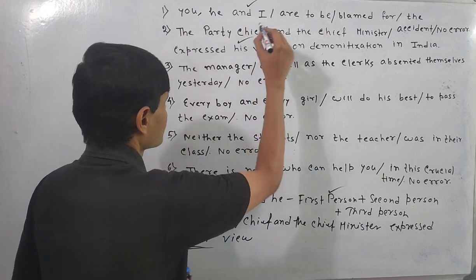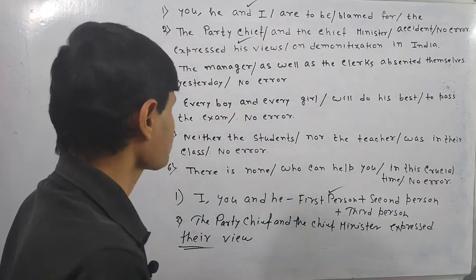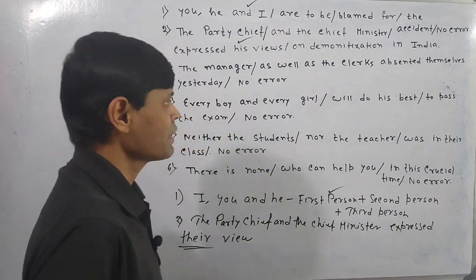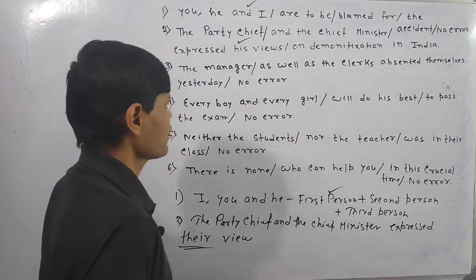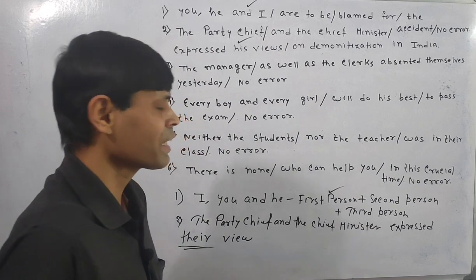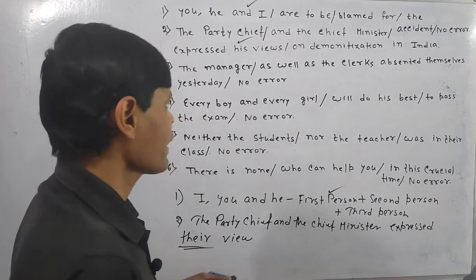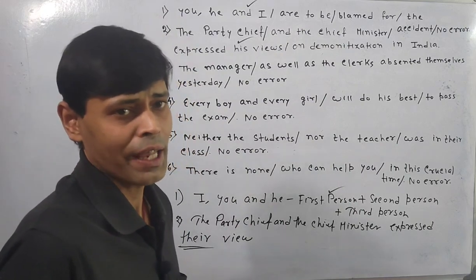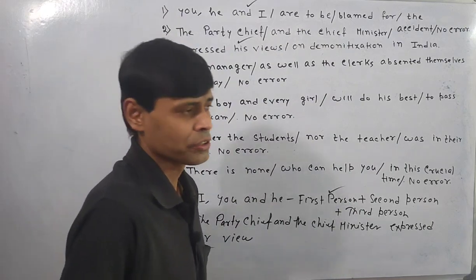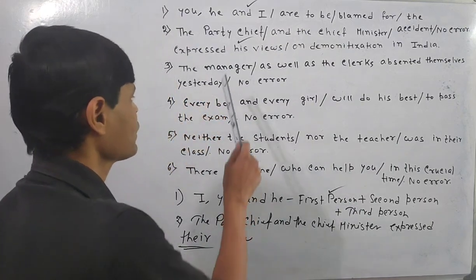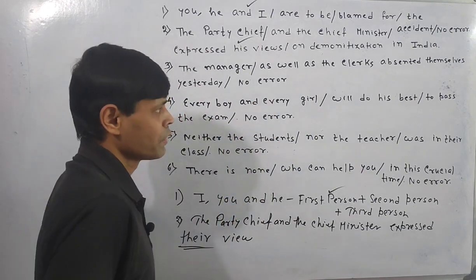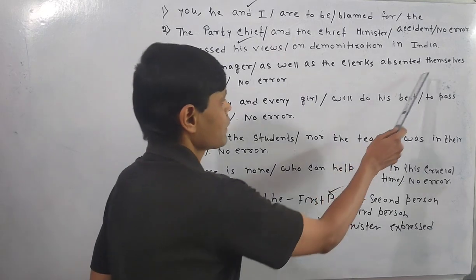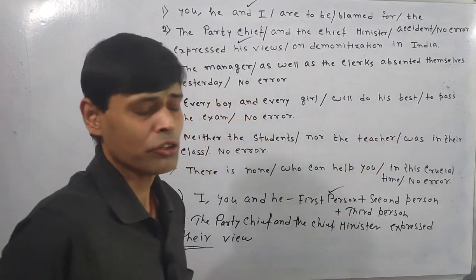Okay. Now if I just go for the next question, you will find that the manager as well as the clerks absented themselves yesterday. The manager as well as the clerks absented themselves yesterday. Now again, as well as is a phrase. It cannot be the subject. As well as is just a phrase in English. Then what is the subject? Subject is here, manager. Subject is singular in form. Automatically, instead of themselves, what will be used?